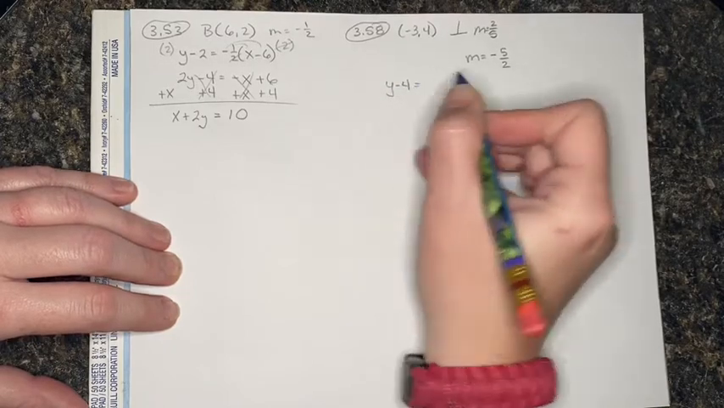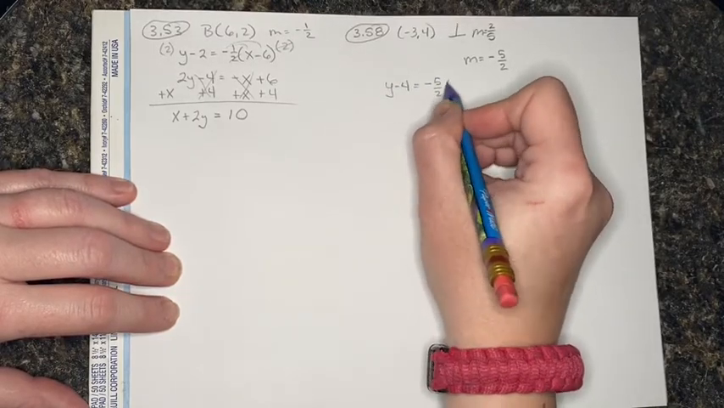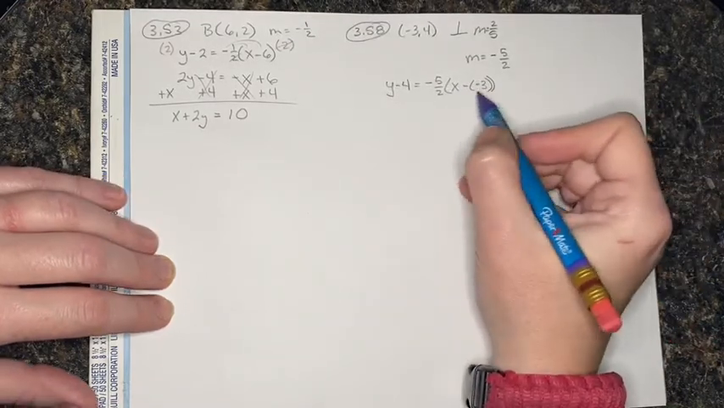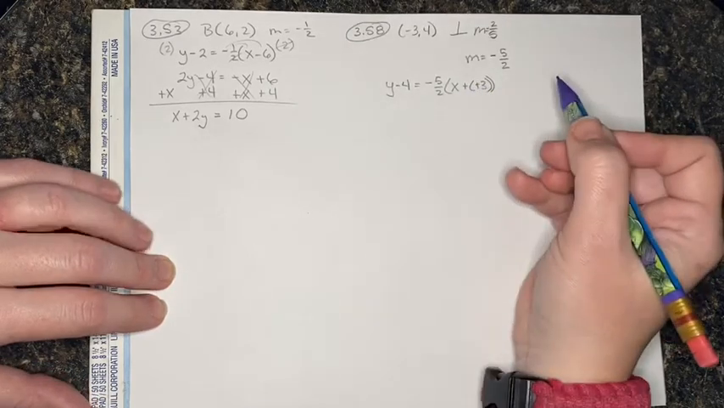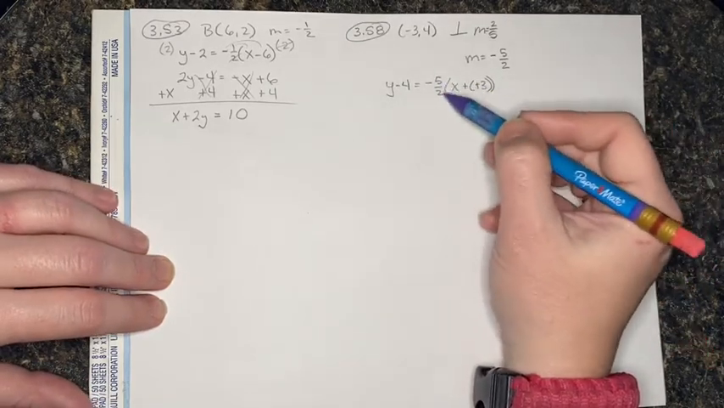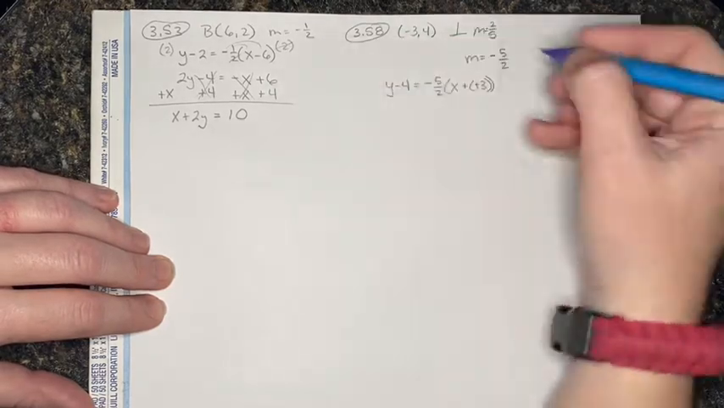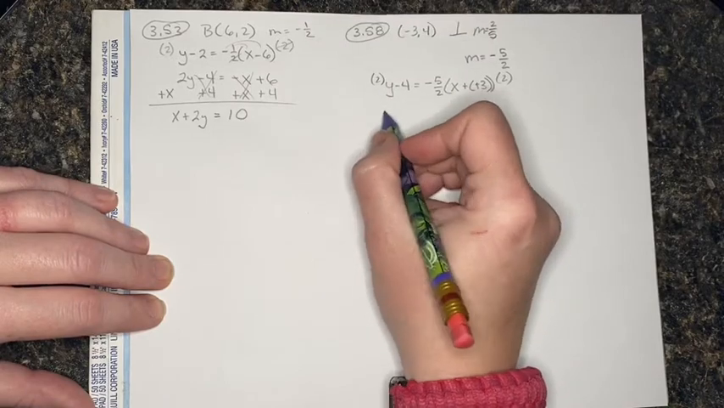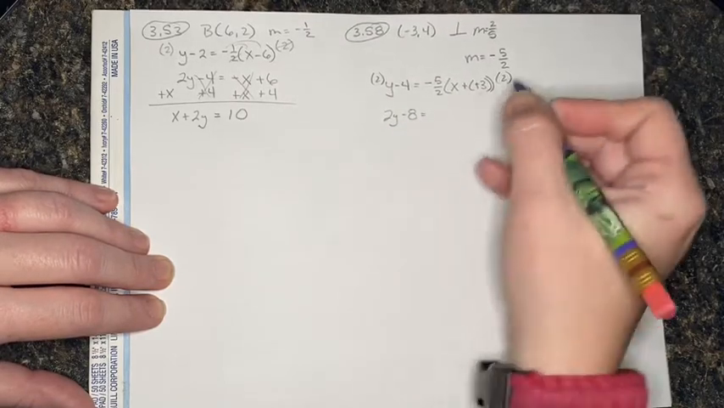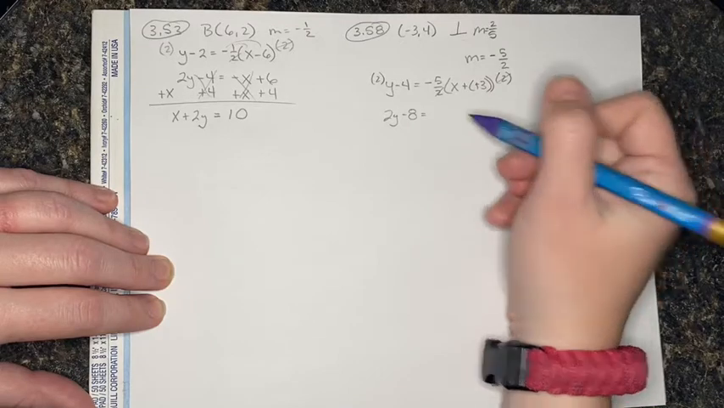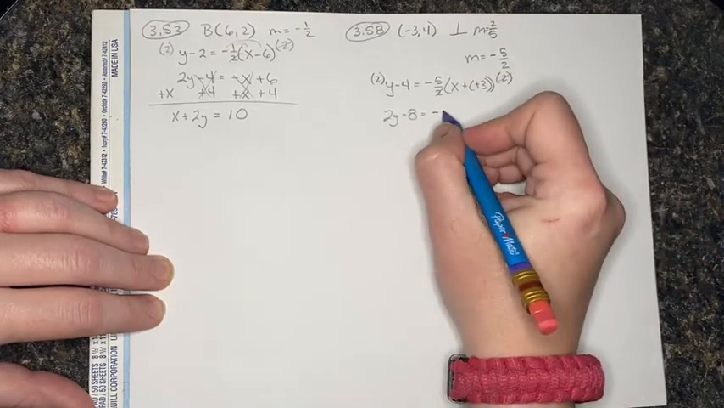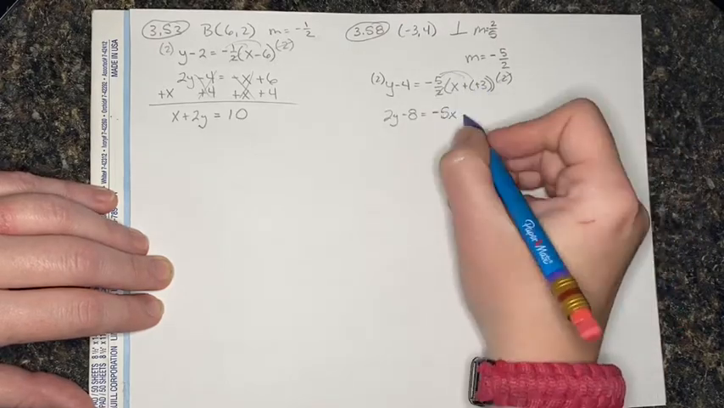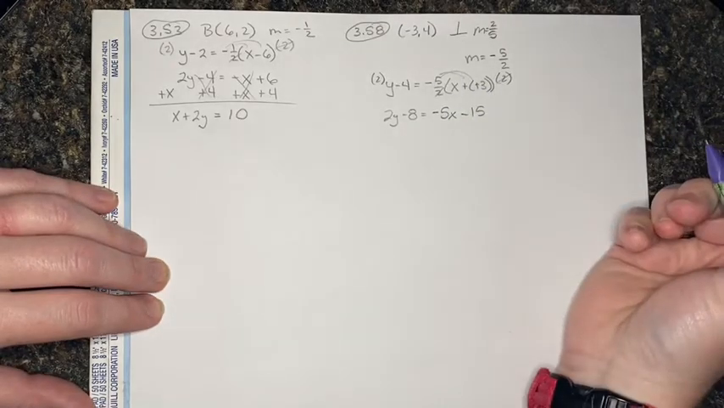y minus 4 is equal to negative 5/2 times x minus a negative 3. Remember, minus minus gives us what? Minus minus gives us plus. And now we have 5/2 to deal with. Well, just like we did in the last problem, we're going to multiply both sides of the equation by 2. We walk out of here with 2y minus 8 is equal to, our 2's on this side cancel each other out. So now we have negative 5x, remember we have to distribute this all the way through, minus 15.